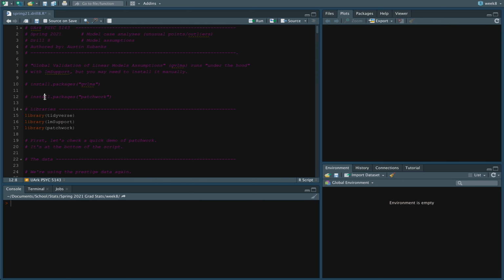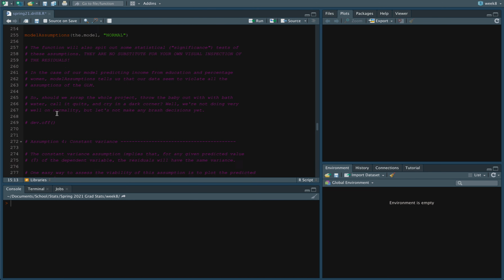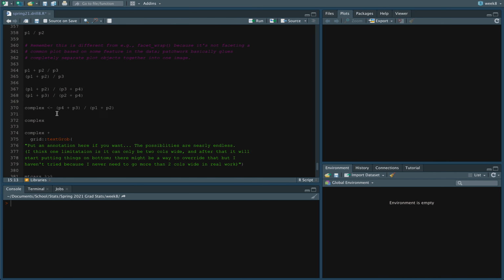And then there's this other one called patchwork that I'm going to give you a quick demonstration of. It basically is a way of putting multiple plots together in a really awesome, easy, intuitive way. I've already run my libraries, and I'm just going to skip down to the bottom here to talk about patchwork real quick.